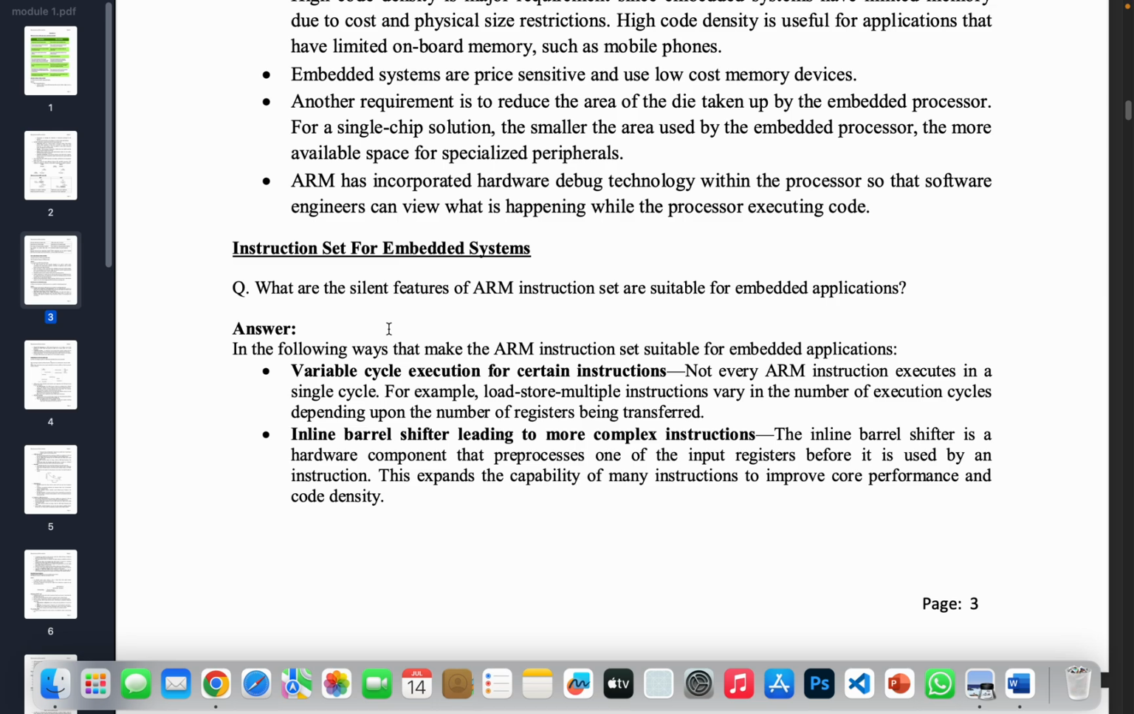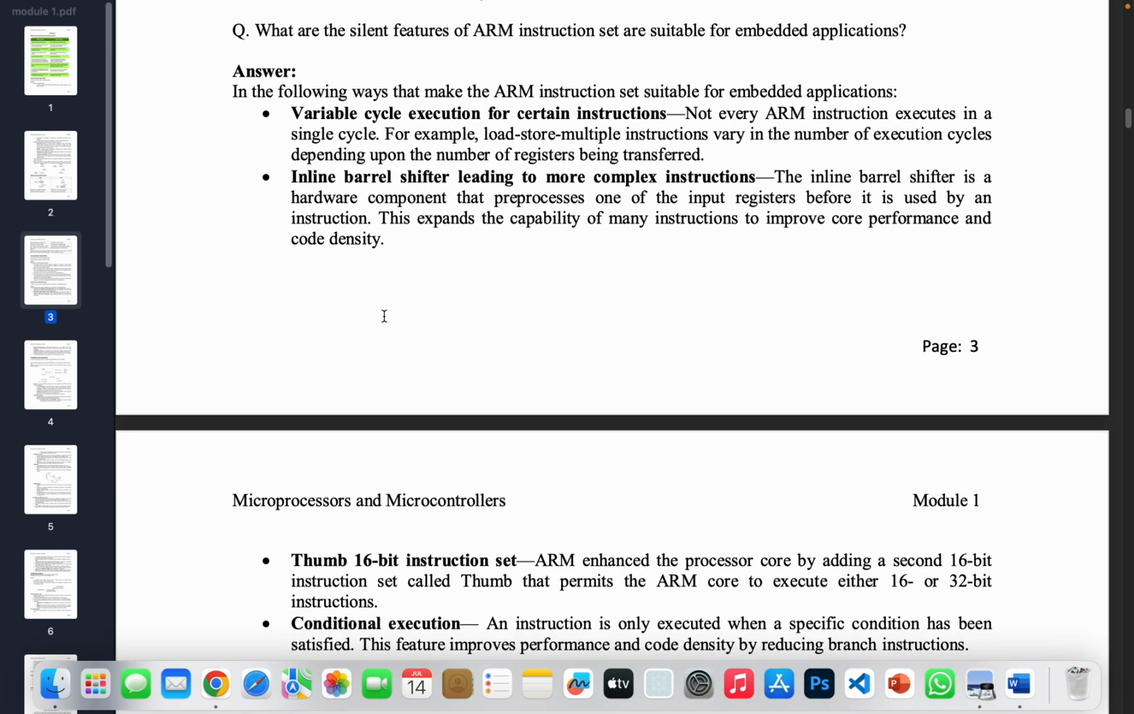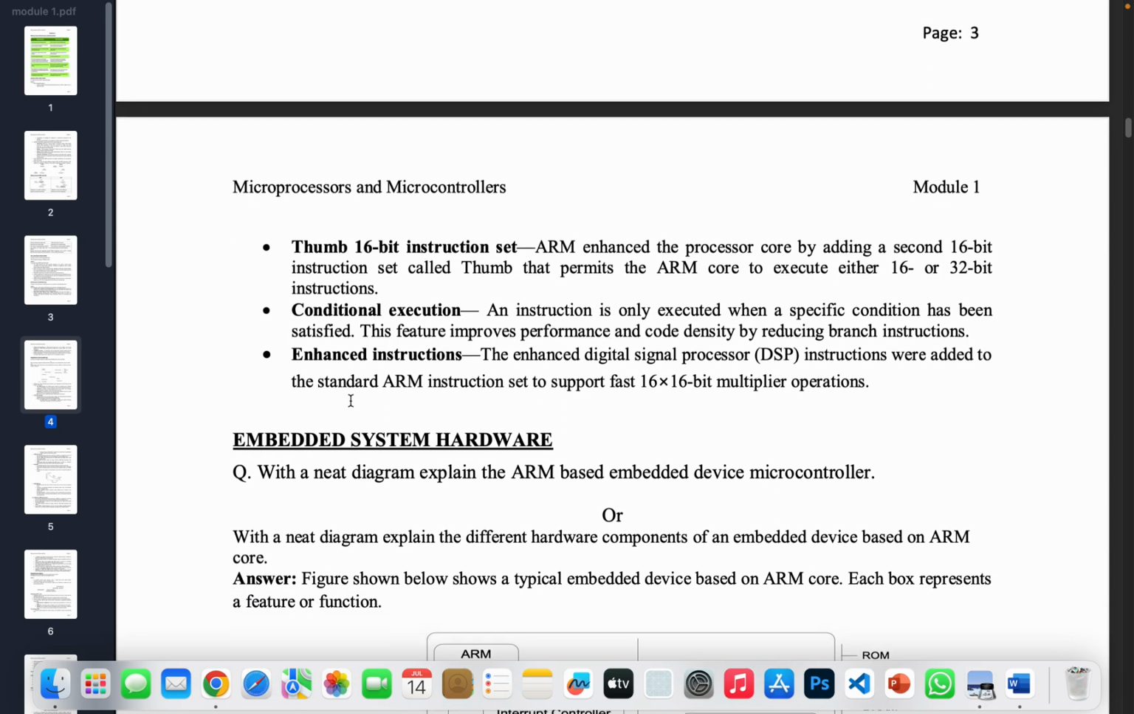Then the instruction set for embedded systems topic. An important question is: what are the salient features of the ARM instruction set that are suitable for embedded applications? The answer is the following ways to make the ARM instruction set suitable for embedded applications. We have to discuss variable cycle execution for certain instructions, inline barrel shifter leading to more complex instructions, then the Thumb 16-bit instruction set, conditional execution, and enhanced instructions.